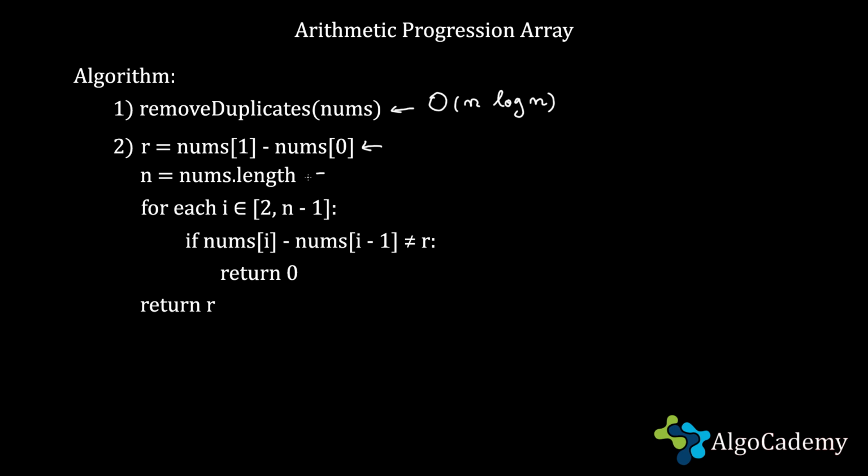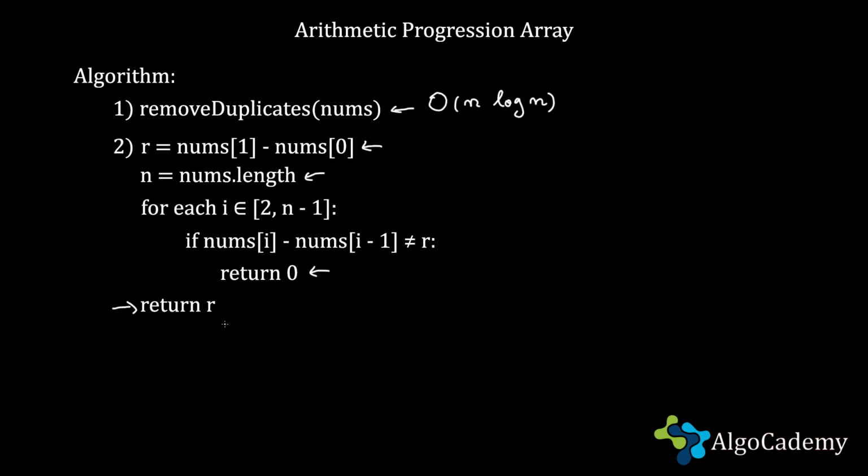I also have the new length of the nums array after removing the duplicates, denoted by m. And then what I'm going to do is compute the differences of each and every other pair of consecutive elements. So we start from 2 and we go all the way to the last one, n minus 1, and check if nums of i minus nums of i minus 1 is different than r, then we know for sure this is not an arithmetic progression, right? So we return 0. And of course, after finishing this for loop, if we end up here, this means that all those differences are equal. They are all equal to r. So I'm just going to return this value.